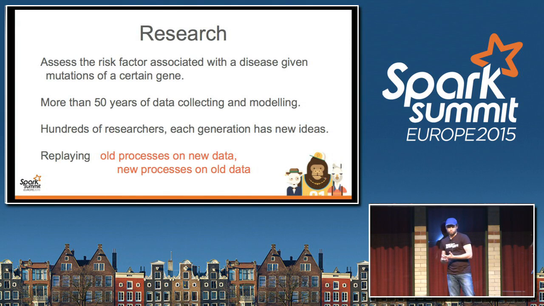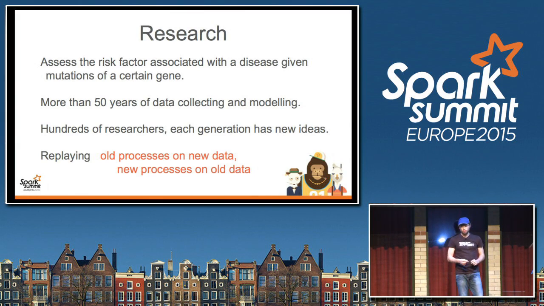So one example of research in health can be like, okay, we want to assess the risk factor associated with a disease given a mutation. Because the mutation is quite easy to get. We just sequence the guy, we have the mutations, we compare to the reference, we know the mutation. So yeah, why? What could he have in like 10 years, 15 years? This kind of project takes like 50 years to run. 50 years collecting data, modeling, hundreds of researchers, different generations, new models, right? What if you're not able to rerun the processes that you've just created on the old data? Because you just don't know what they are. You just forget about them.